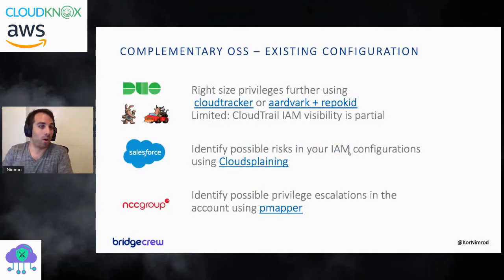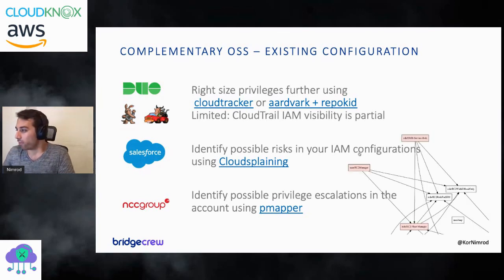And then the final tool I'd like to show you is called Principal Mapper, or PMapper. It's by NCC Group. It helps identify possible privilege escalations in the account. So if you remember, we had the graph where a user can assume a role, and that role can assume another role, and each role has its own privilege, I would say, context of policies. So this tool creates a graph. You see it here. An example, it's a very partial graph.